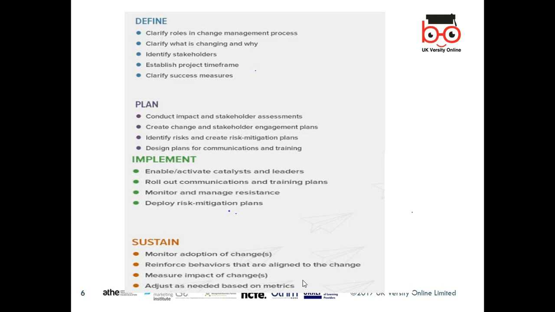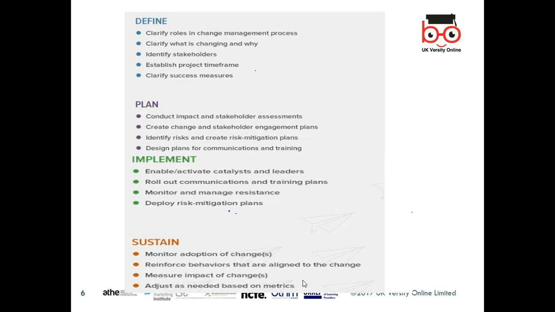We need to identify stakeholders. Which stakeholders are going to be impacted by this change? We need to take them on board. If we don't take them on board, what will happen? They will go to the union and the union will go on strike. We will be in the media and we will get bad press. So that's why it's very crucial that we take them on board.